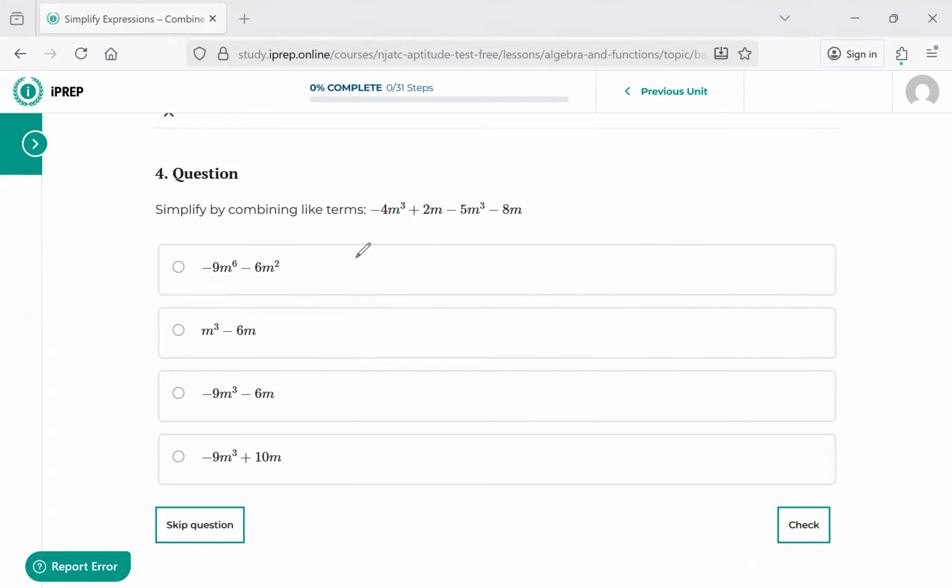Okay, let's do question 4. Simplify. Let's see. So we have quite a few m's. Let's start with the m cubed terms. We have a -4m cubed here and a -5m cubed there. So when you put that together, what's -4m cubed and -5m cubed? That is -9m cubed, right? And then our m's, you can box this one. You have a 2m and a -8m. What is 2m and -8m? -6m. That is this one.